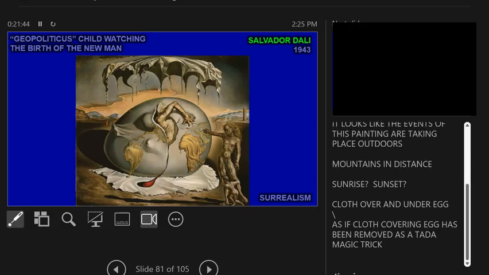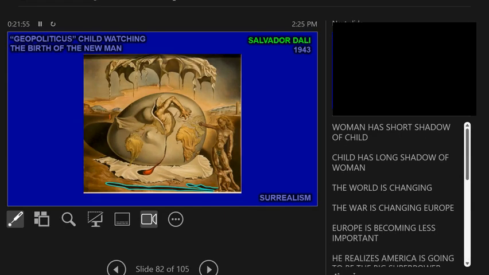Another thing I want to show you is the woman and the child in the lower right hand corner. Between the woman and the child, who's taller? The woman. So why does she have a shorter shadow? So it's the child who is becoming the birth of the new man.